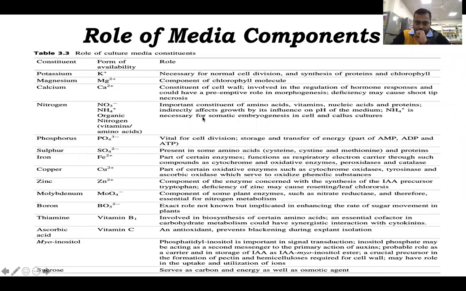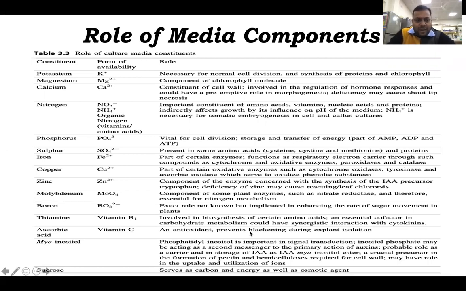And this is a list of the role of the different components. I'll not go through all, but I think you might be aware of the majority of it. What is the requirement of potassium? What is the requirement of magnesium? It is required for the chlorophyll molecule. Calcium is a constituent of the cell wall. Nitrogen is required for amino acid synthesis and so on and so forth.